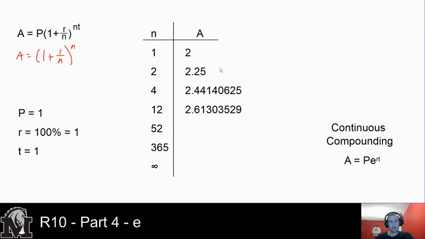I'm just going to pause before we get to the next one. Each time, we're getting a little bit more, right? So we got an extra quarter, and then we got almost 20 cents more than before. So each time we're getting a little bit more when we increase the compounding period. So maybe this is approaching something. When we plug in an n value of 52, there are 52 weeks in a year, so this represents weekly compounding.